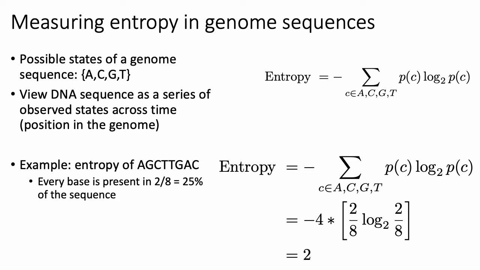Shown on the bottom of the slide is an example of calculating the entropy of an 8-base DNA sequence. In this 8-base DNA sequence, AGCT, TGAC, every base appears exactly twice. That means every base occupies about 25% of the input DNA sequence. So in the entropy calculation, because every base is present in 25% of the sequence, your P log P calculation becomes 2 over 8, or 25%, times log base 2 of 2 over 8. If you work that out, that becomes -½, and -½ times -4 is just 2.